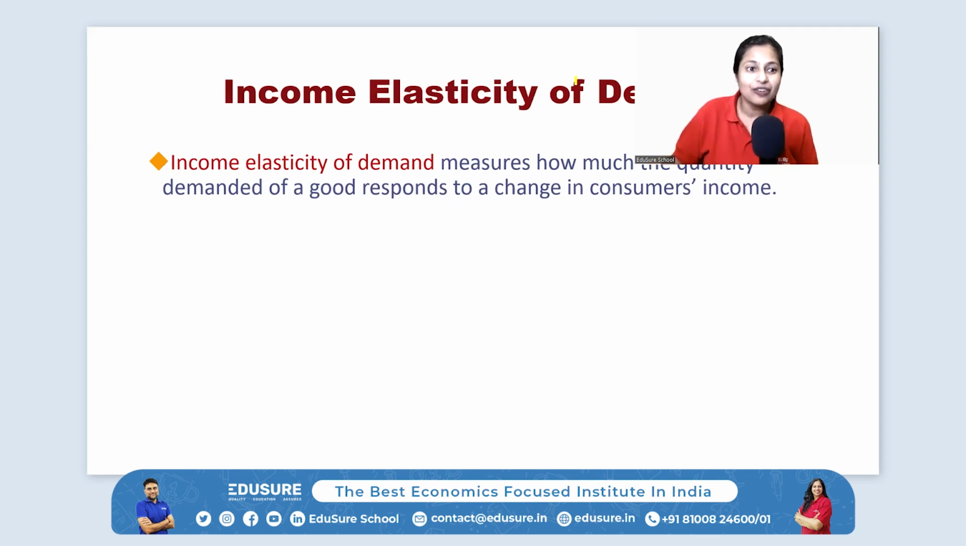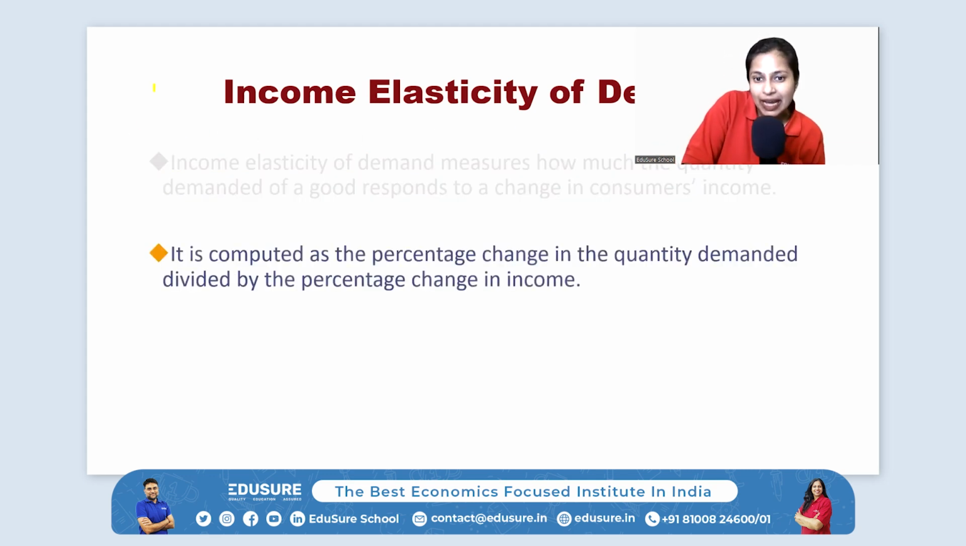Now, income elasticity of demand measures how much quantity of a good demanded responds to a change in consumers' income, which means that if I increase my income by 50%, does my demand also go up by 50%? So if I am 50% richer, am I spending 50% more on cars? Or am I spending 50% more on curtains? Am I spending 50% more on movies? Where am I spending my income? Okay, so that is what income elasticity of demand tells us.